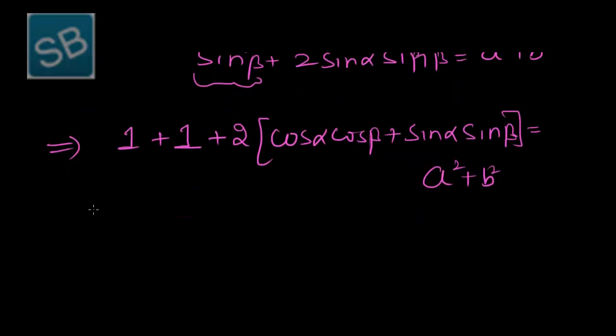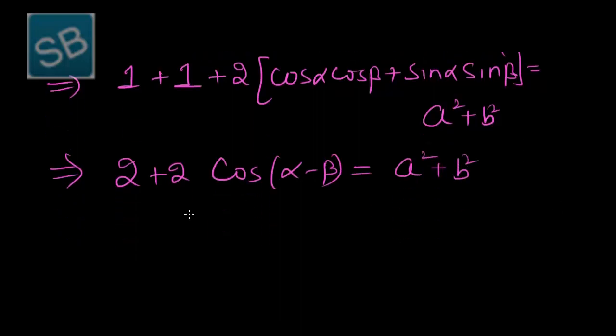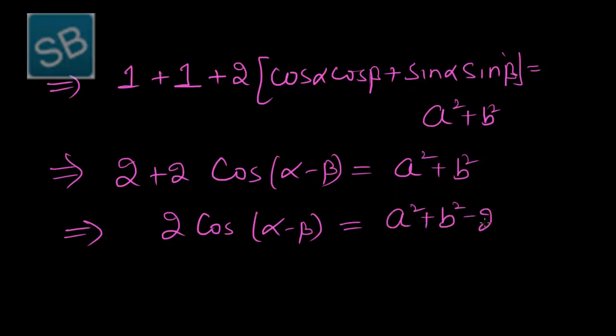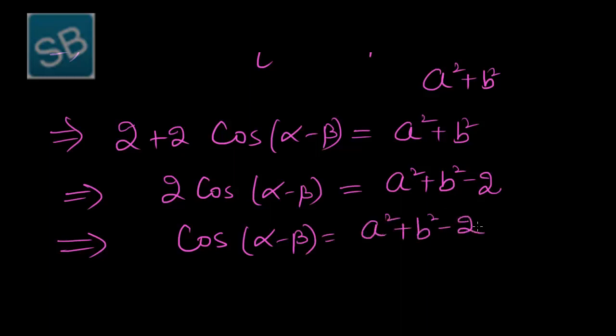So we get 2 plus 2 times cos of alpha minus beta is equal to a square plus b square. That is, we get 2 cos alpha minus beta is equal to a square plus b square minus 2. So that is, we get cos alpha minus beta is equal to a square plus b square minus 2 over 2, and that is our required result. So now we are going to do the second part of this problem.